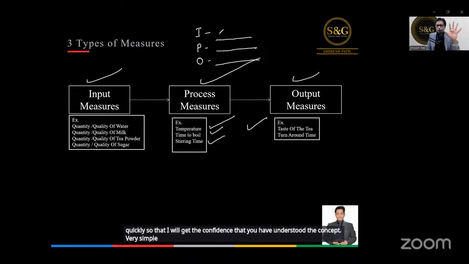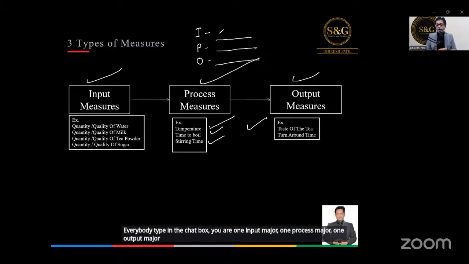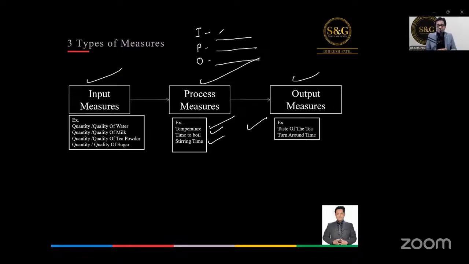Very simple concept. Input, process, output, right? What are the input measures? What are the process measures? And what are the output measures? And again, it should be measurable. Anybody who is not able to understand whether it is measurable or not, you can discuss that with me. Everybody type in the chat box your one input measure, one process measure, one output measure. While typing, just use shift enter. If you use shift enter, it will not directly go, the chat will not be sent.